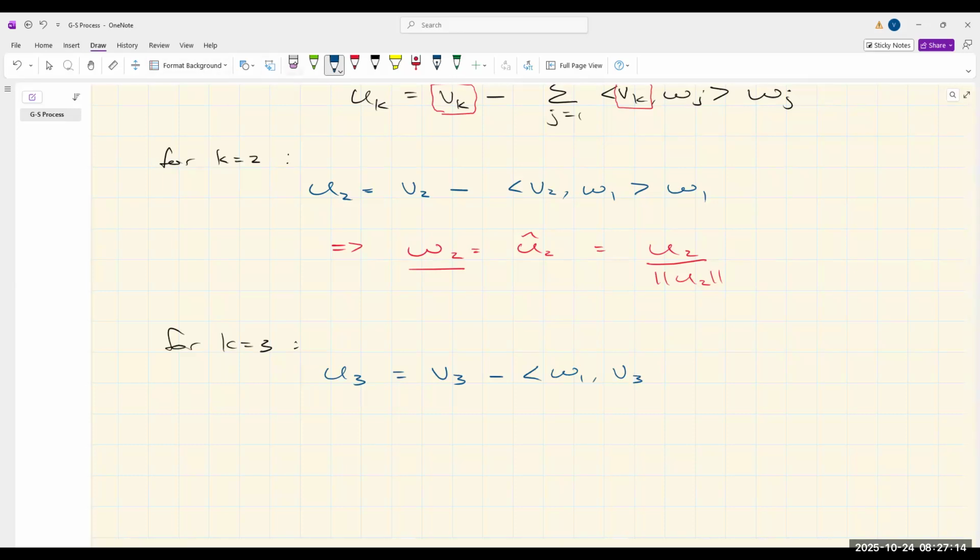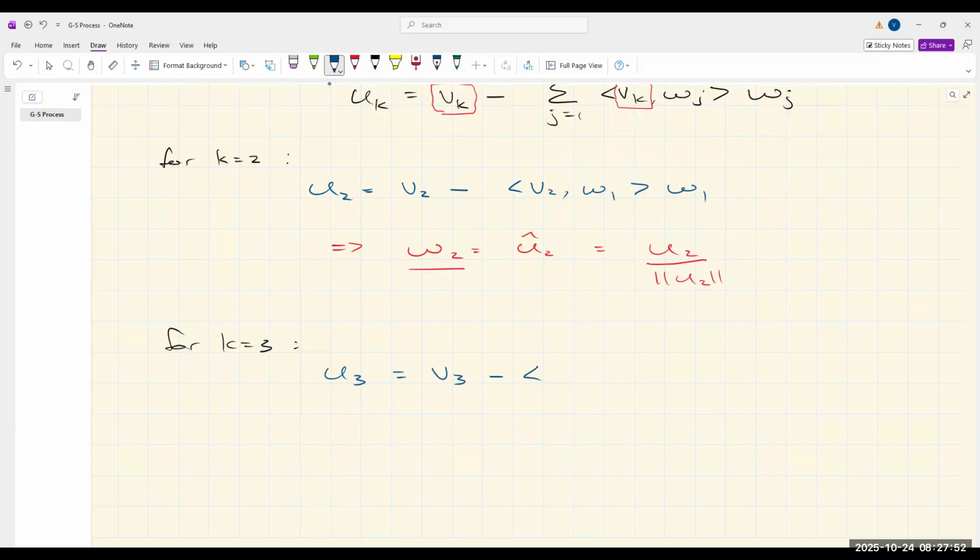It doesn't matter if I do W1 V3 or V3 W1 because we're working over the reals. So the inner product for us is symmetric. Remember, it doesn't matter if I do the inner product of U with V, that's the same as V with U, because our inner product is outputting a real number. If the output was a complex number, then we couldn't do that. But for us, our output is a real number.